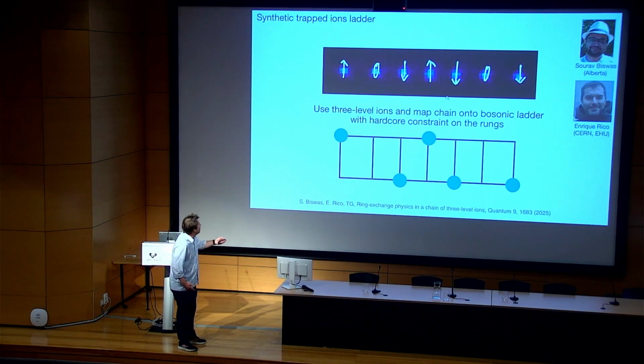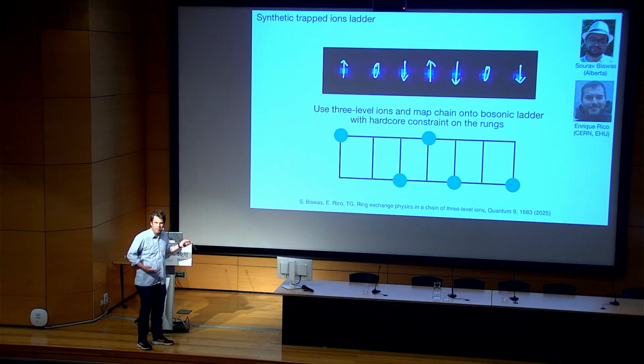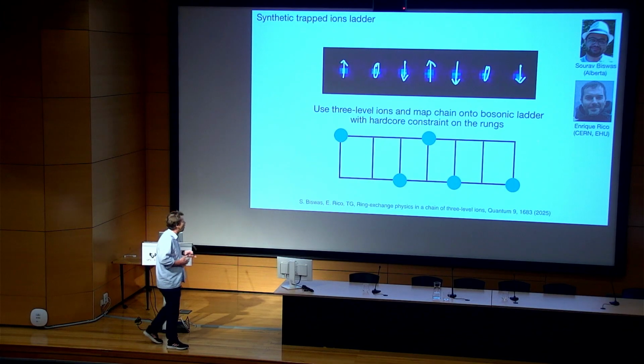This looks like a spin 1 chain. But if you make this bosonic mapping again, it doesn't map onto a chain, but onto a ladder, actually. So you can say this state corresponds to a boson in the upper leg, that state to a boson in the lower leg, and the 0 state would correspond to an empty rung. So you have, again, hardcore bosons.